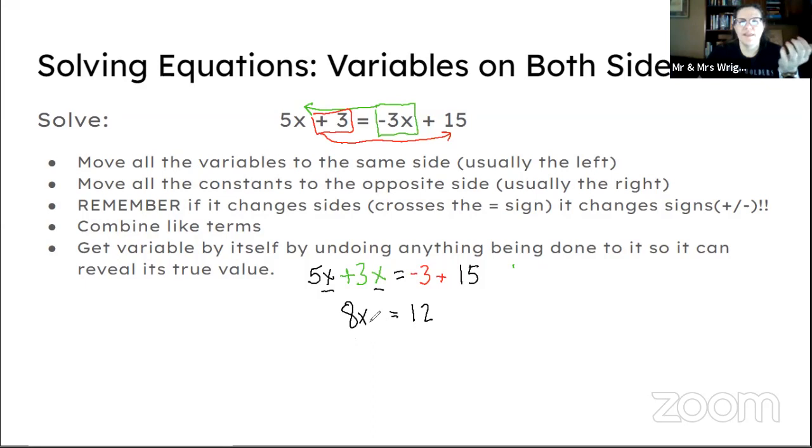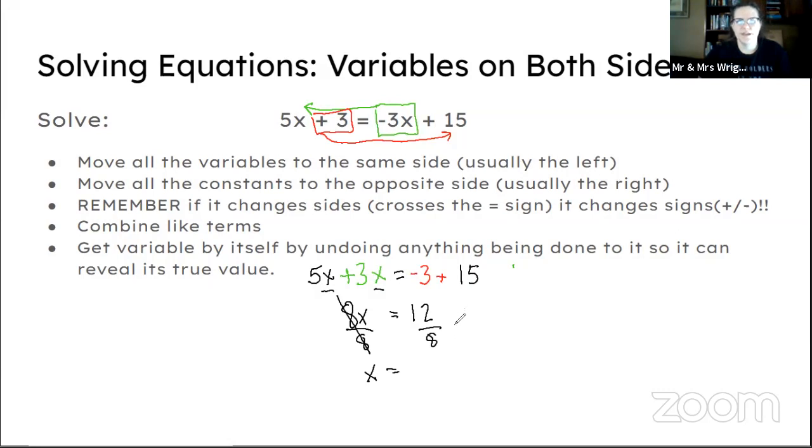Okay, and then now I start undoing PEMDAS. Let x reveal itself. So the only thing I have left to undo is the multiplication. So I have x being multiplied by 8, so I have to divide by 8 on both sides. This one's going to cancel out. I'm left here with x equals, well, 12 divided by 8, it doesn't give me a nice round, even integer whole number, right?